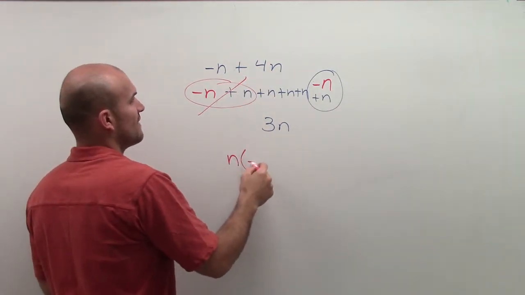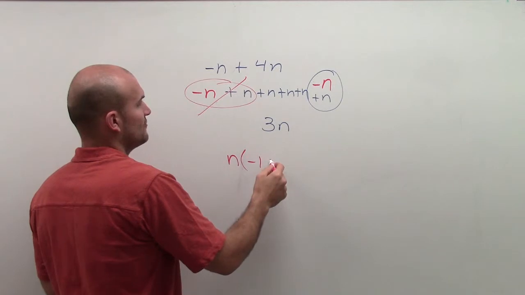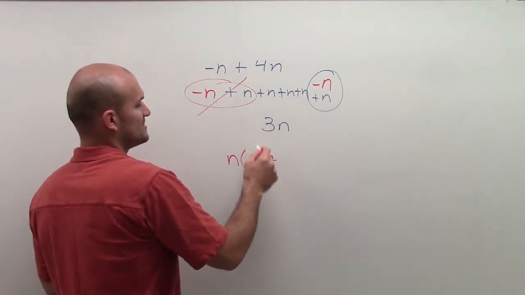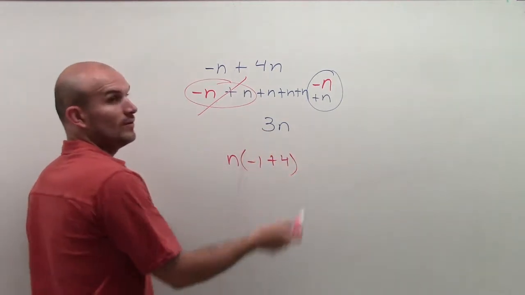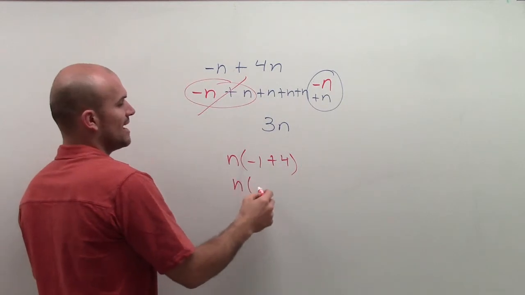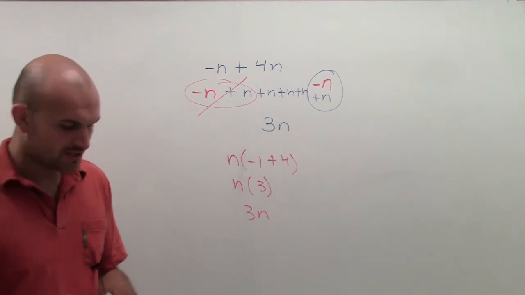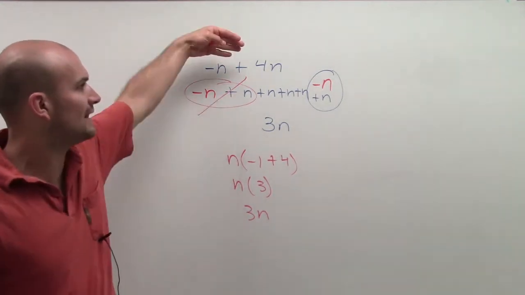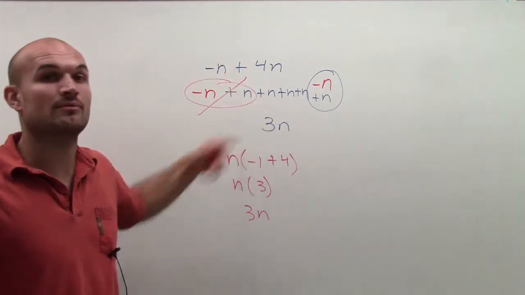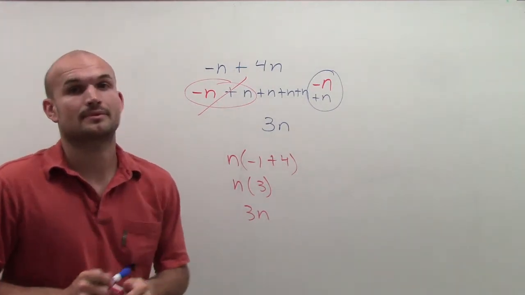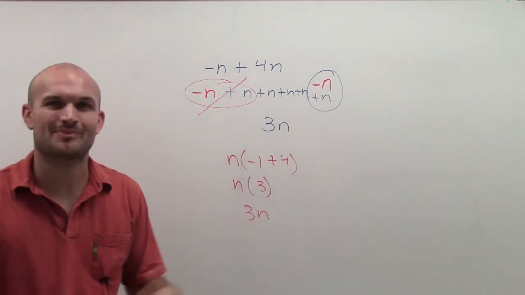So what I could do is factor out an n, and I'd be left with negative 1 plus 4, which inside the parentheses I could combine to give me a 3, which I can rewrite as 3n. So I just wanted to go through that and at least explain how I did this, 3n, without using the distributive property. And then I showed you with the distributive property for fun.